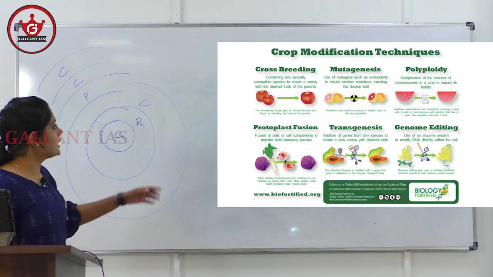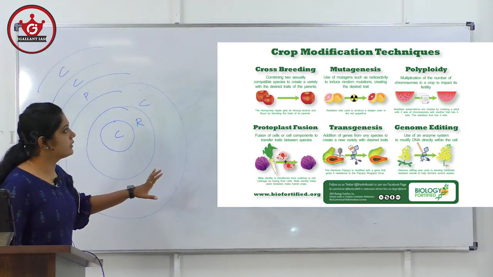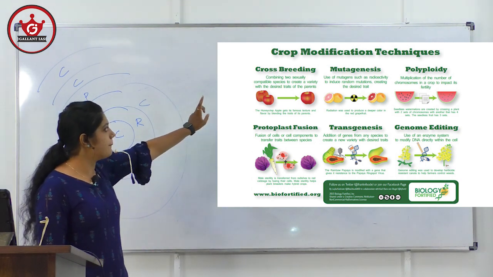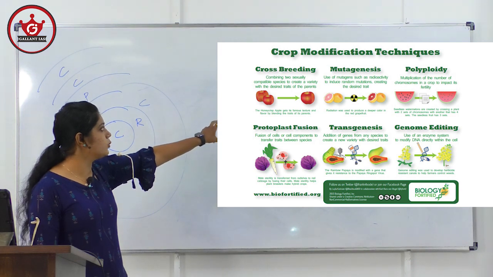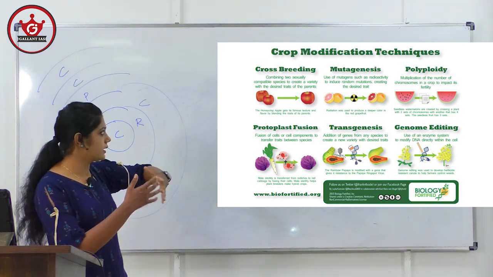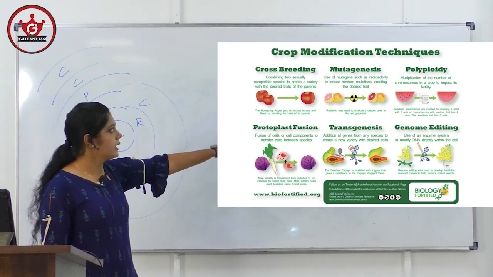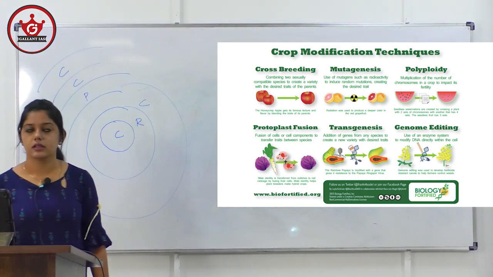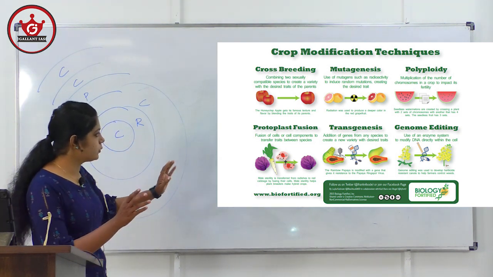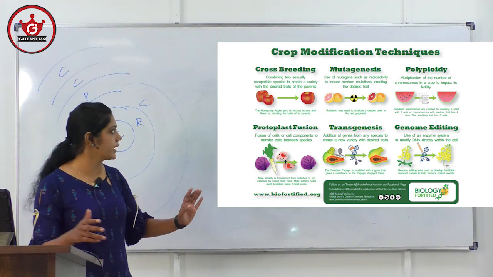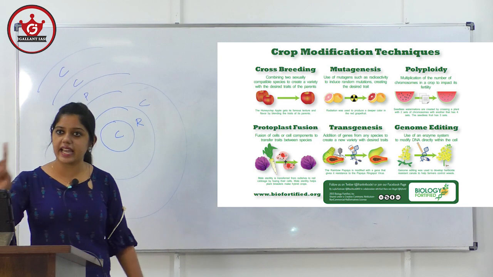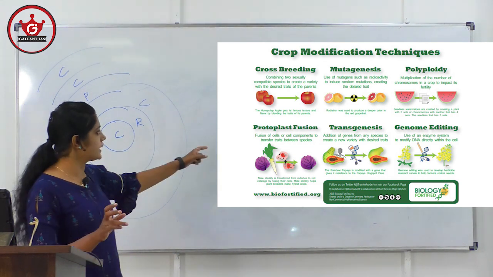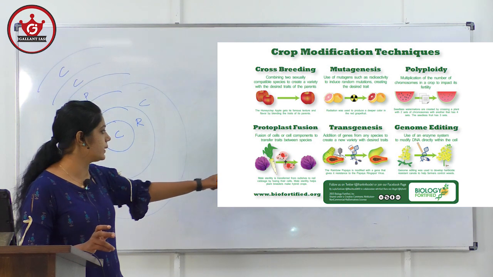Moving forward, crop modification techniques. With the figures I have given, crop modification techniques are really important and can be asked in your prelims. One is crossbreeding: combining two sexually compatible species to create a variety with the desired traits of the parents. Next is mutagenesis, use of mutagens. Next is polyploidy, protoplast fusion, transgenesis, genome editing. All these are important. The figures make it understandable. If I read it, it won't be visible to you, and if I explain it, it will take a lot of time. A one-liner will do. Sometimes they will ask you to match the following. Questions can be expected on crossbreeding, mutagenesis, polyploidy, protoplast fusion, transgenesis, genome editing, etc.